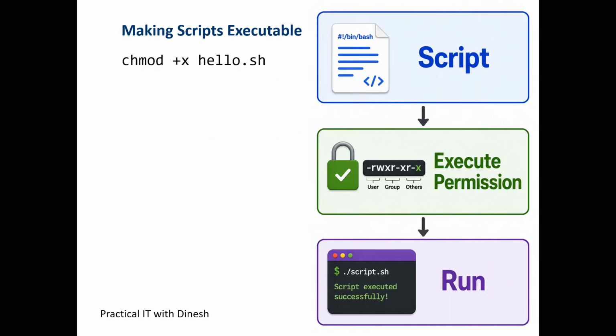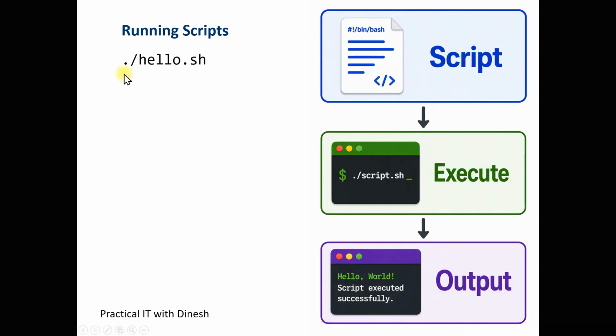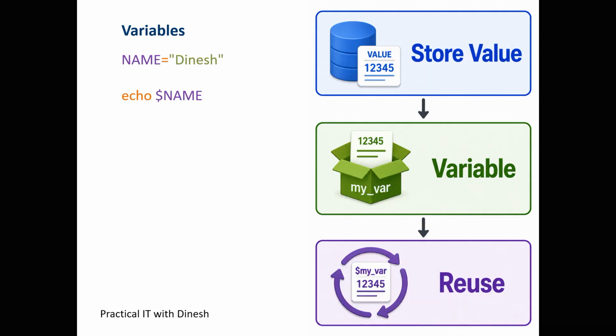When we create a file, it does not automatically have execute permission. The chmod +x command grants execute permission so Linux knows this file can be run as a program. Remember our video on Linux file permissions? This is a practical use of the execute permission. The ./ tells Linux to execute the script from the current directory. If you simply type hello.sh, Linux looks for it in the system path, where it usually won't be found.